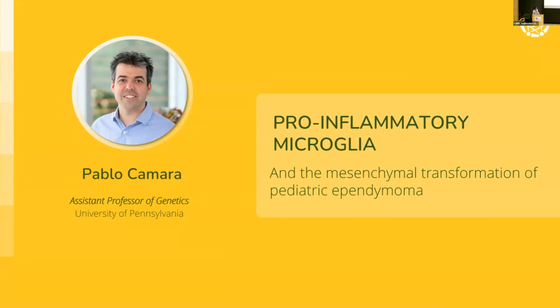So today I would like to present some recent work we have been doing on the mesenchymal transformation of pediatric ependymal tumors. This is a project on which we have greatly benefited from the resources from CBTN, both at the level of tissue and at the level of data also. This work was recently published and was led by Rachel Ovin, who is sitting there.